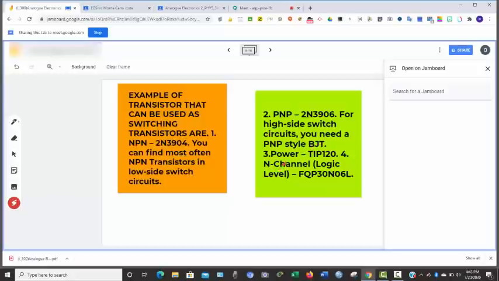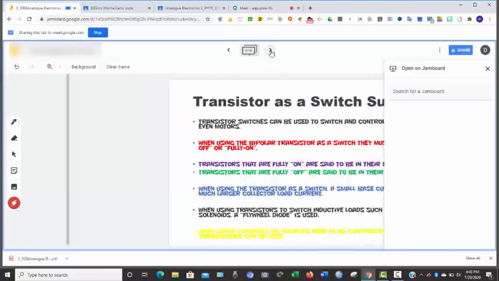Then when we are looking at power, TIP120, N channel logic level, FQP30N06L. Some of these are useful as switch, maybe as small signal or high current, or we need them in power electronics. All these, they are useful for switching.